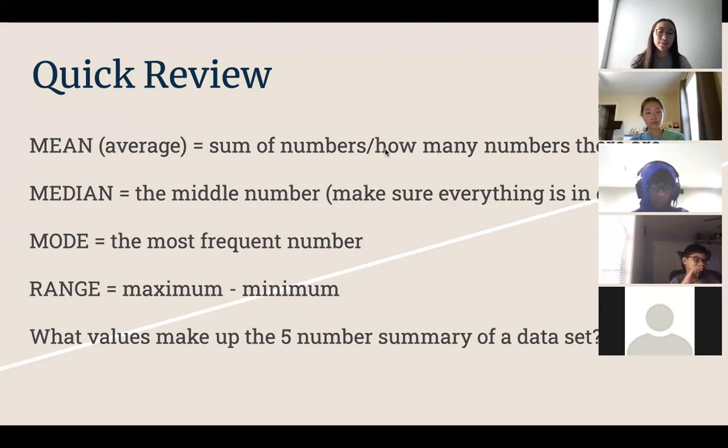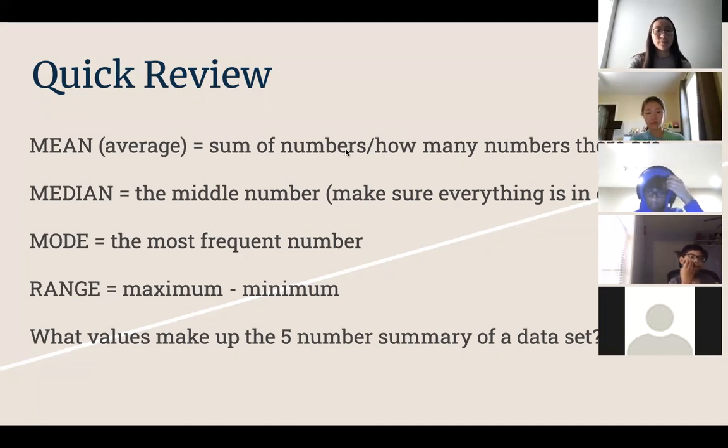Yeah, I'm asking for, basically think about the 5-number summary. What numbers would you put there? Like what are they called? Does anyone remember? Okay, yeah, Charles has it right.